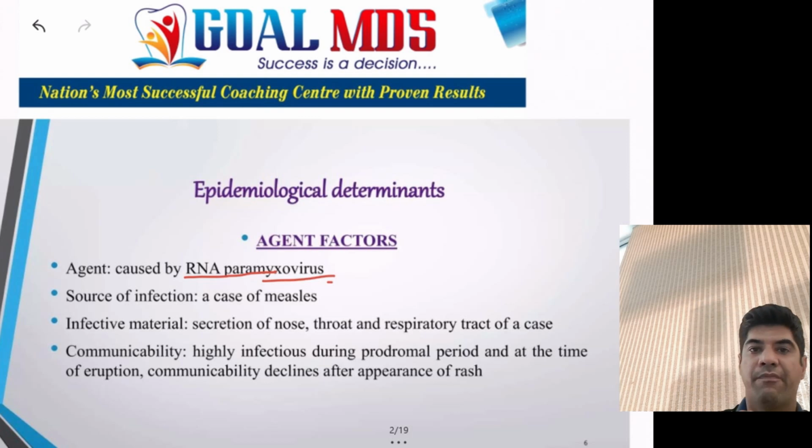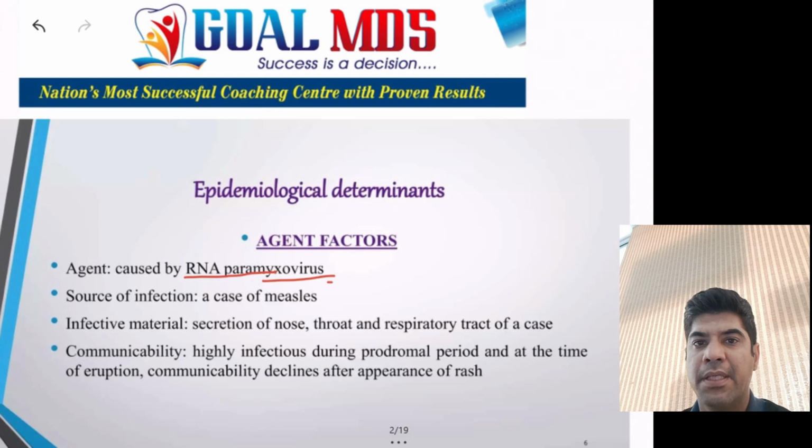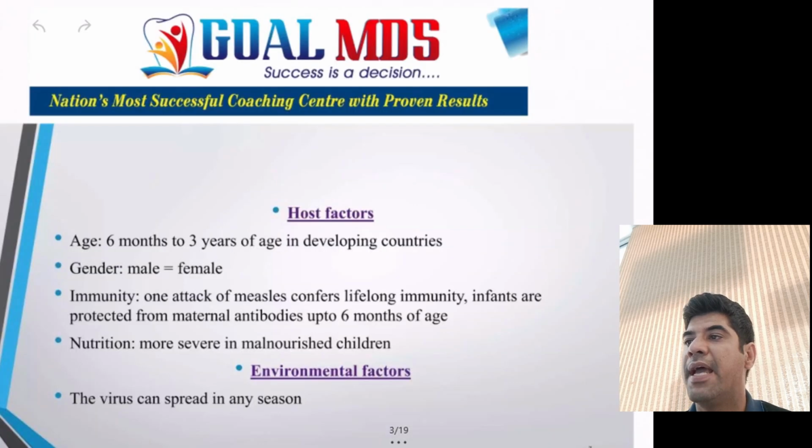So what could be the transmission? Measles spreads through respiratory droplets. When an infected person coughs or sneezes, it can be transmitted, or by direct contact with infected surfaces. The infected materials are the secretions of the nose, throat and respiratory tract of the individual.